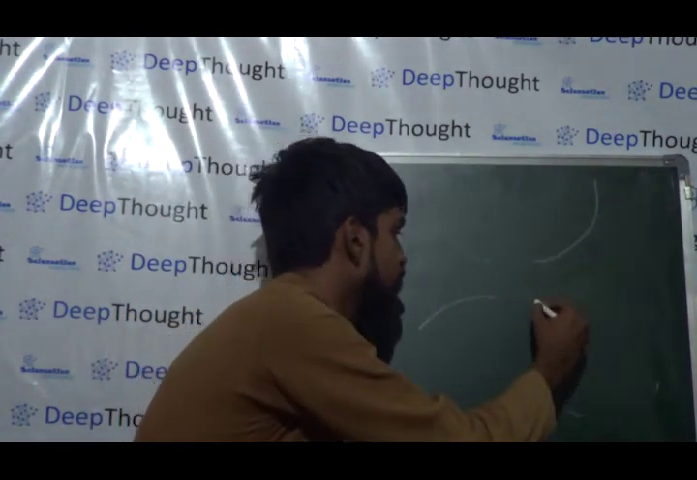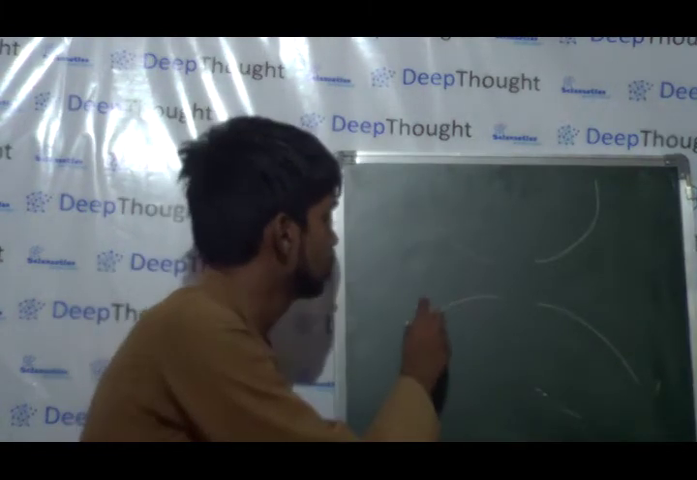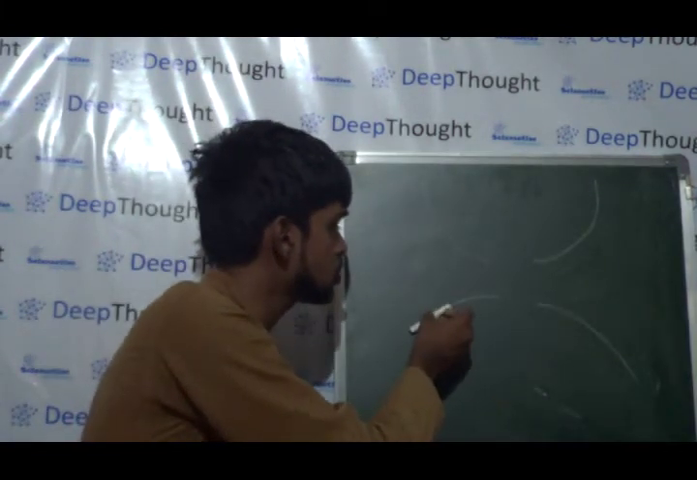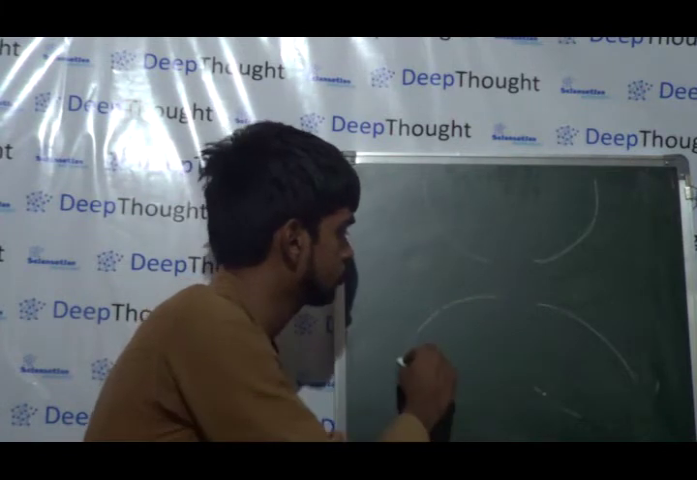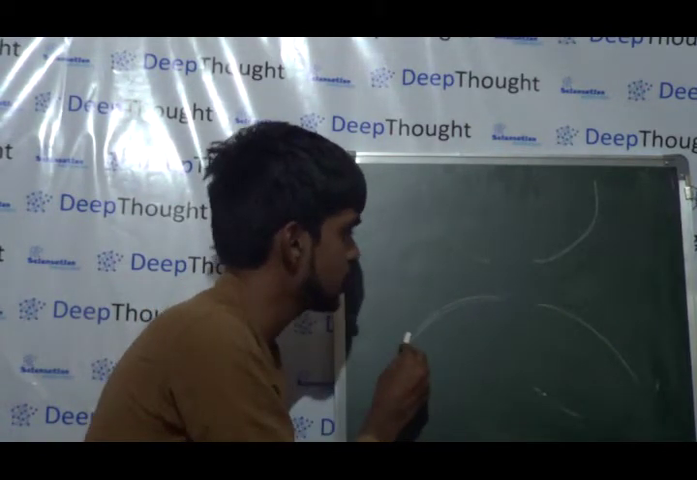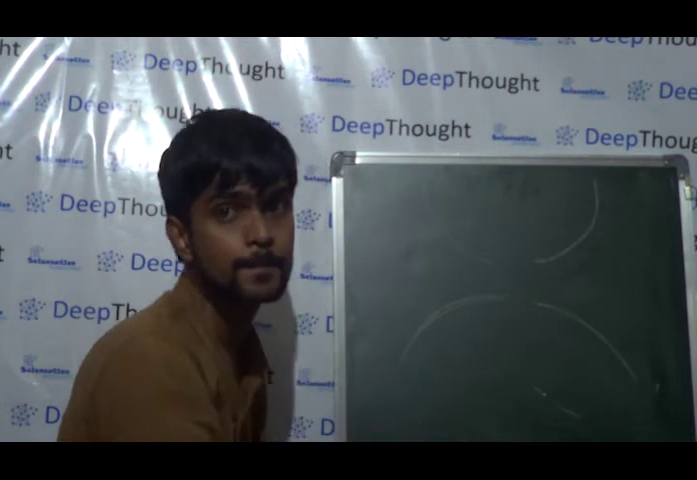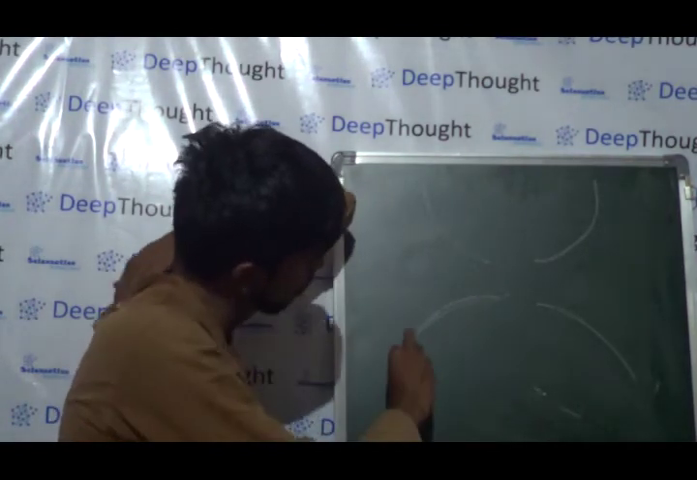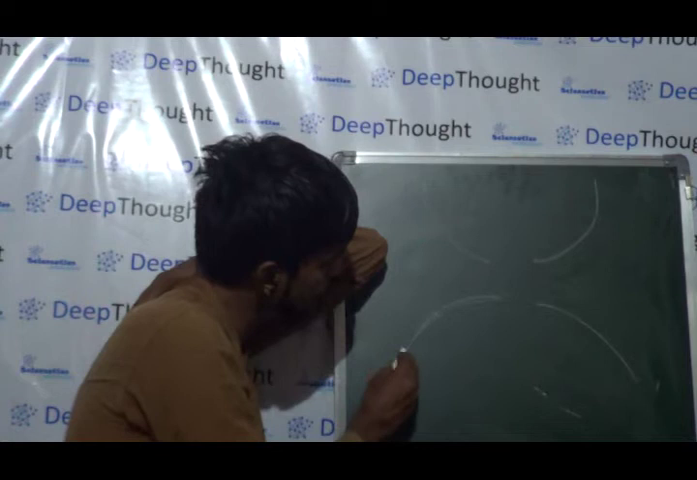Now here, what is happening is my steepness is becoming, here I'm very steep, here I'm going towards flat, but so you see my speed is decreasing.